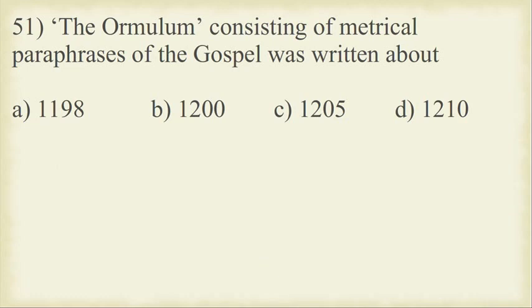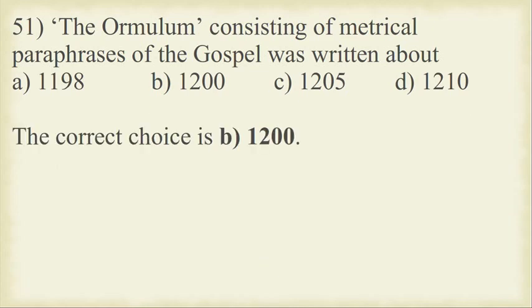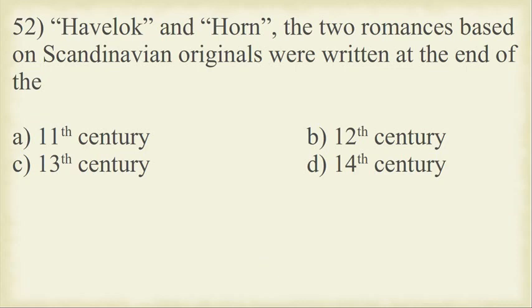Question number 51. The Ormulum, consisting of metrical paraphrases of the Gospel, was written about option A 1198, option B 1200, option C 1205, option D 1210. The correct choice is B, 1200.